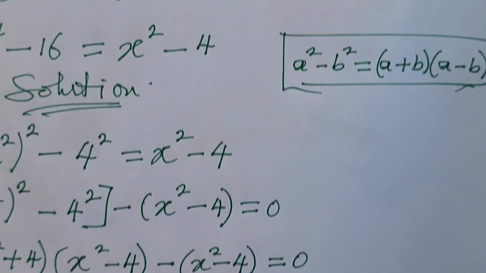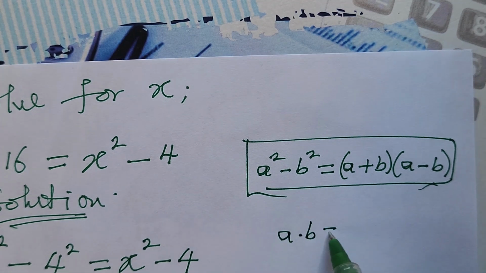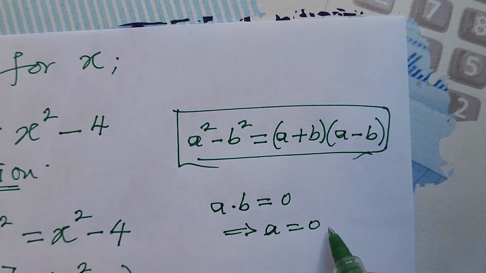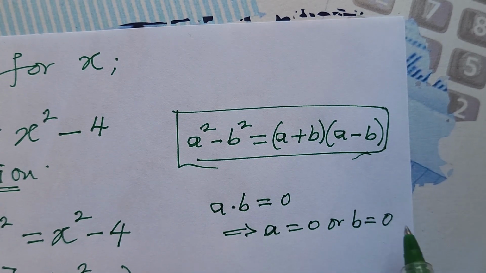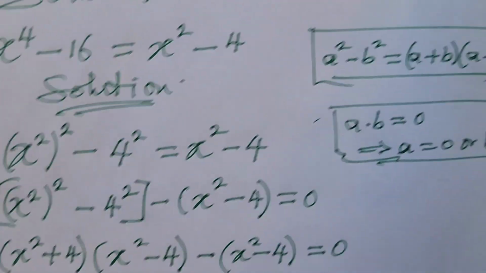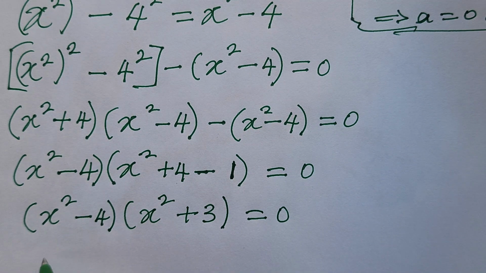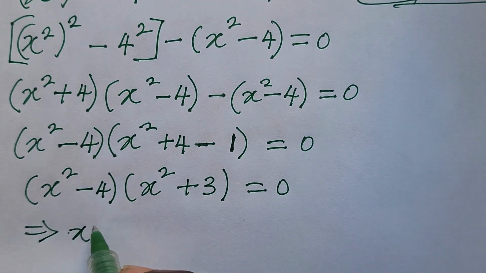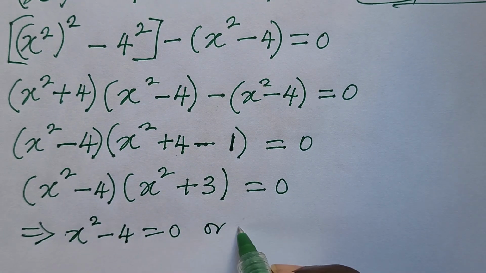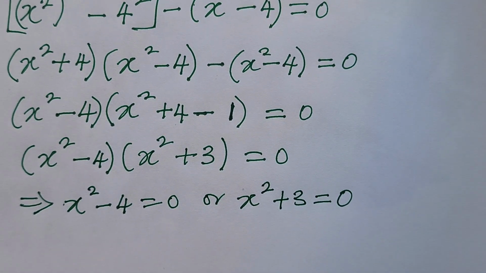Now remember our zero product law, which says that if you have a times b equal to 0, this implies that a is equal to 0 or b equal to 0. Okay, so again, we want to make use of this law here. So we are going to equate this to 0, equate this to 0. So this now implies that x to the power of 2 minus 4 equal to 0, or x to the power of 2 plus 3 equal to 0. So we have two cases here now.